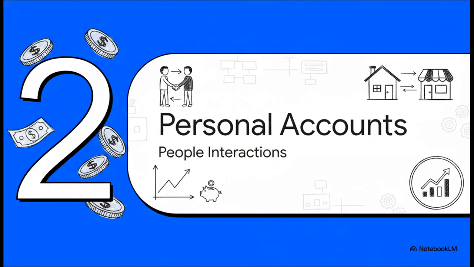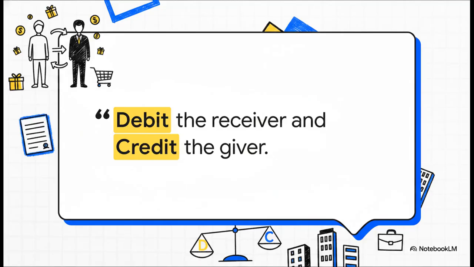Moving on to section 2, personal accounts, people interactions. Let's see how this works with financial favors between real people. The official rule for personal accounts is actually just common sense for basic human interactions: debit the receiver and credit the giver. If you think about doing a favor for a friend, the dynamic is exactly the same. Let's look at a real business scenario to see this in action.